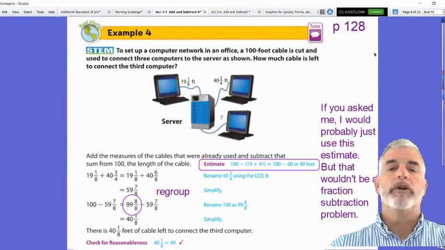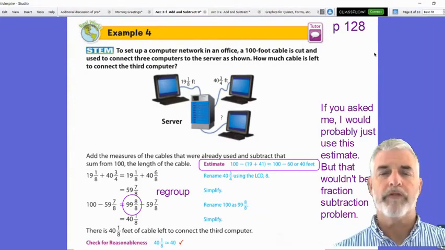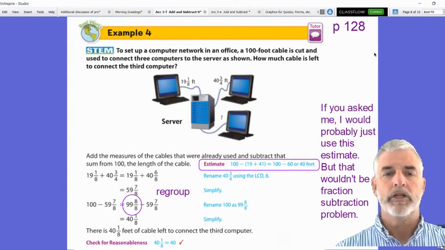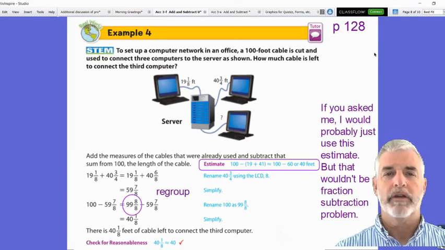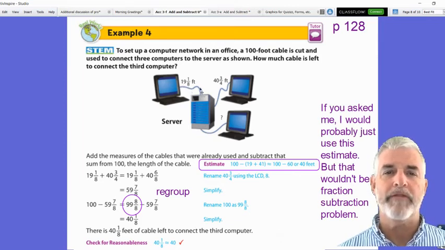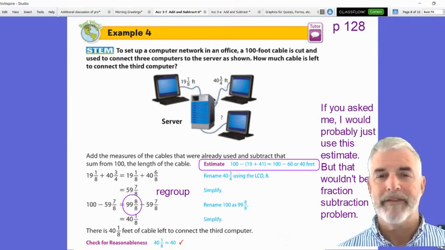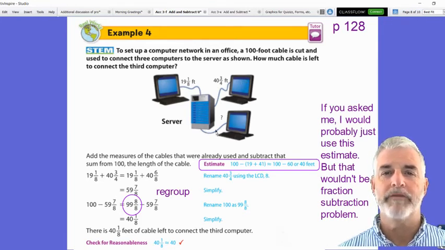All right, so real world problems with mixed numbers or fractions and adding and subtracting. Okay, so this example, setting up a computer network and a 100-foot cable is cut and connects 3 computers. How much cable is left for the third computer? The first one took 19 1/8 feet. The second computer took 40 3/4 feet. How much cable do I have left over?